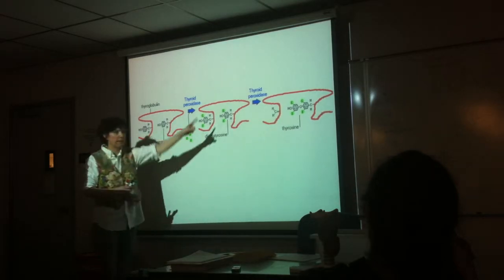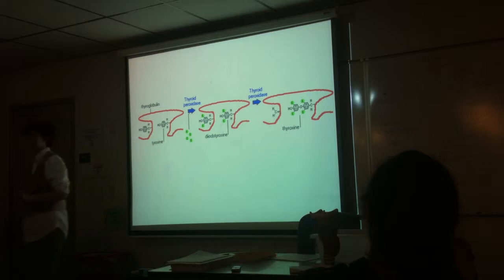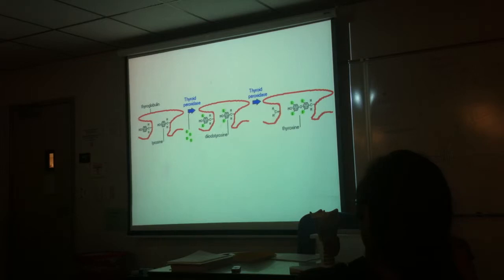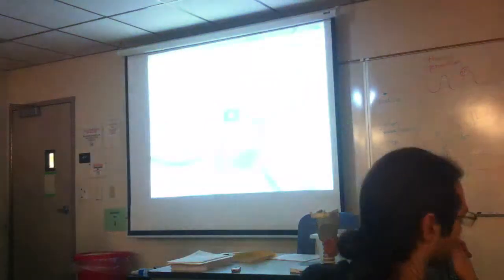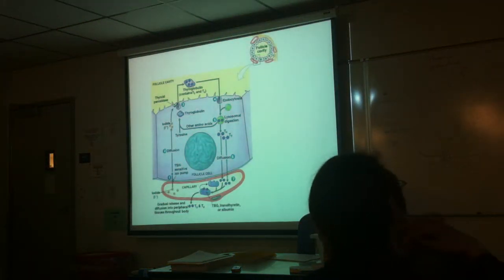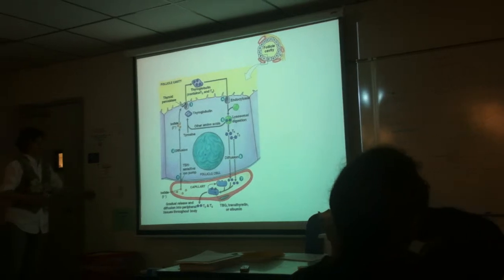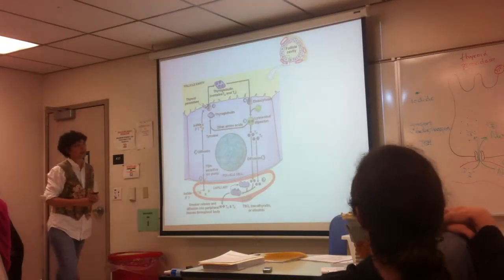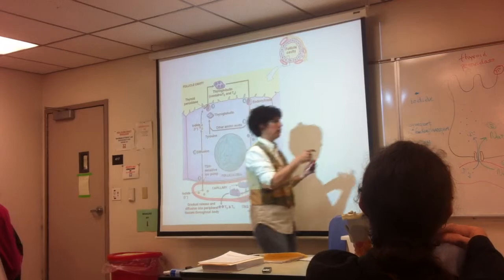Okay? So how many iodide atoms, ions, do we have on that one? 4. So that is T4, or thyroxine, tetraiodothyronine. I don't know how many other names we have for this. All right, so back to this image. So that's what thyroid peroxidase does.